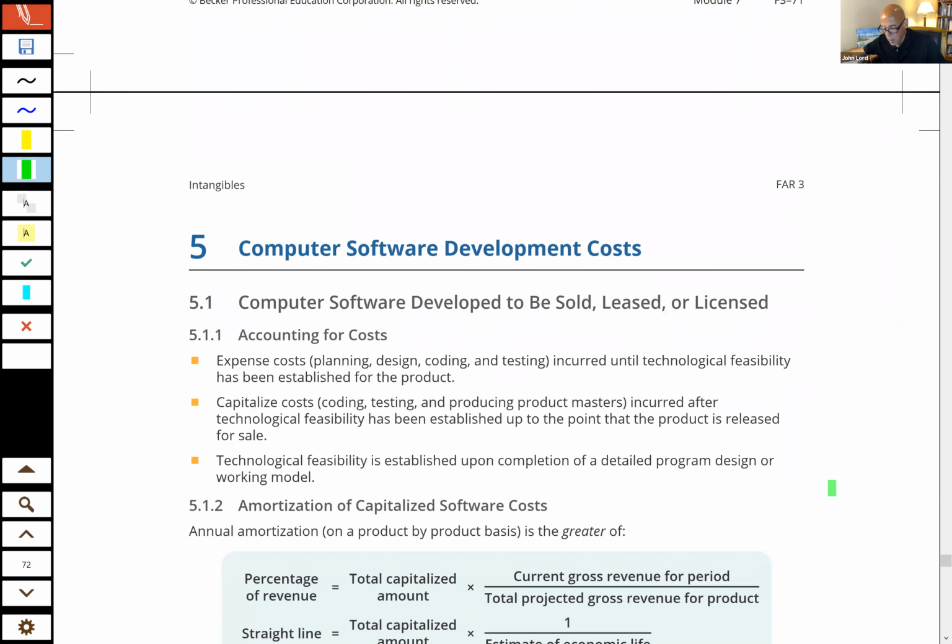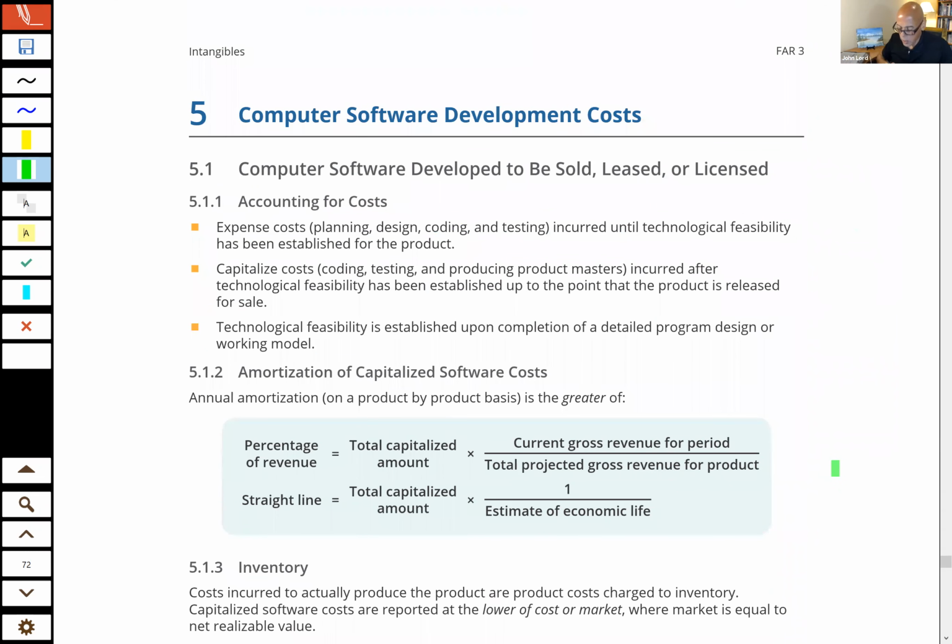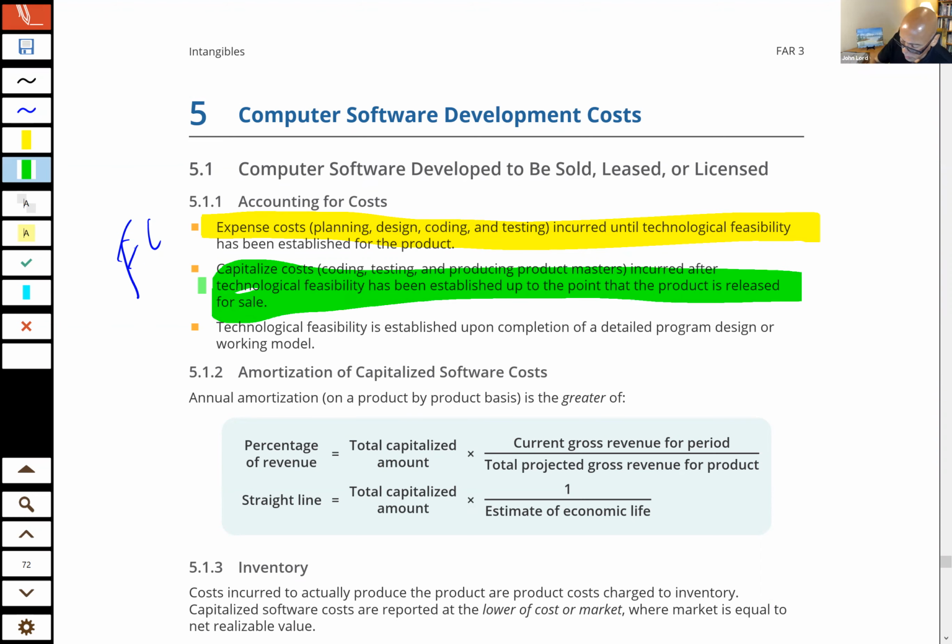Okay, good. Let's talk about software development costs. And they tell us that we should expense costs until technological feasibility is achieved. Now, this is where FASB gets annoying, guys, because they tell us to expense all research and development, but then they turn around and they do what? They turn around and give us a special rule for software. Okay, so software: expense cost until technological feasibility, capitalize cost after technological feasibility.